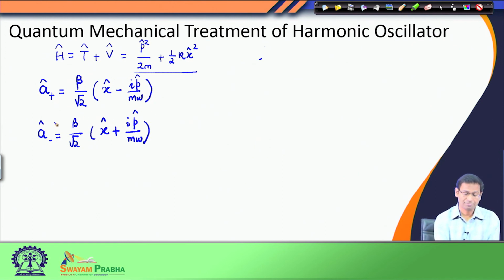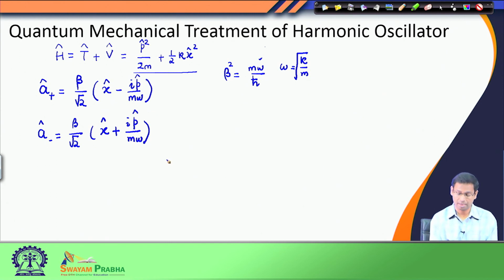You see, I have defined only one new thing, that is beta. I define beta square equals m omega by h bar. I know m, which is the mass of the system, omega is given by square root of k over m that we have already defined, and h bar is the Planck's constant h divided by 2 pi. So, this is a universal constant, and m omega are constant for a particular problem. Therefore, beta square is a constant and beta is a constant.